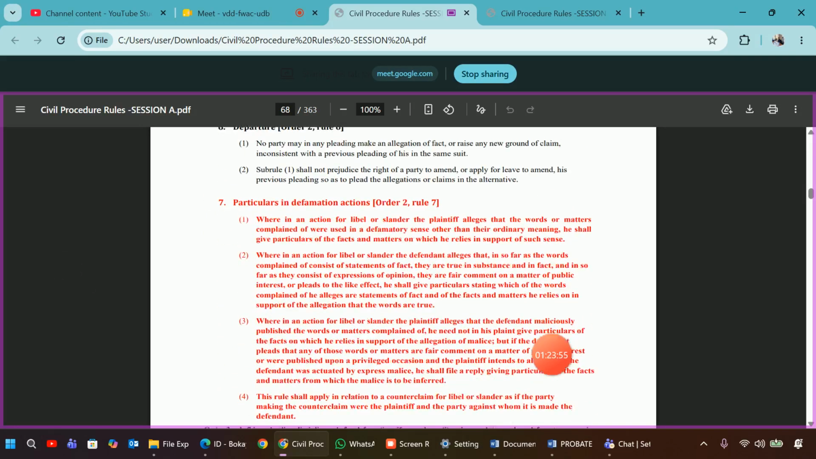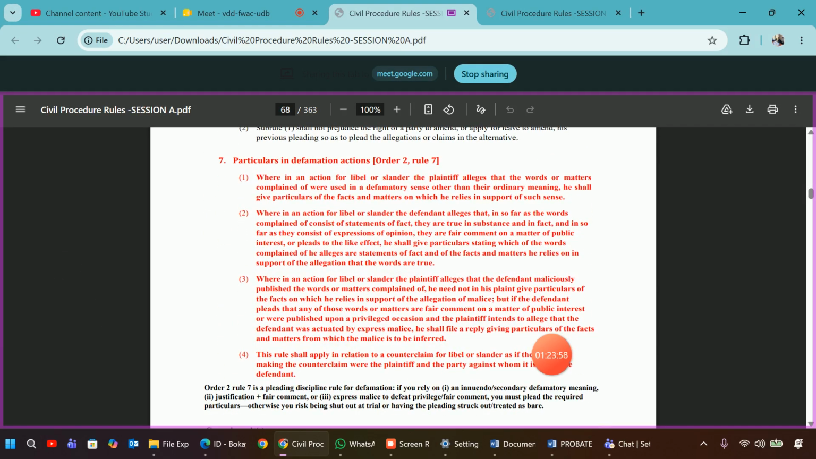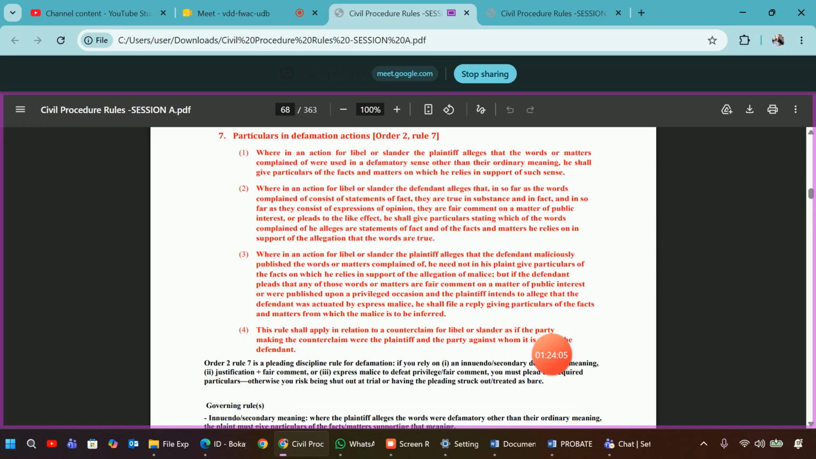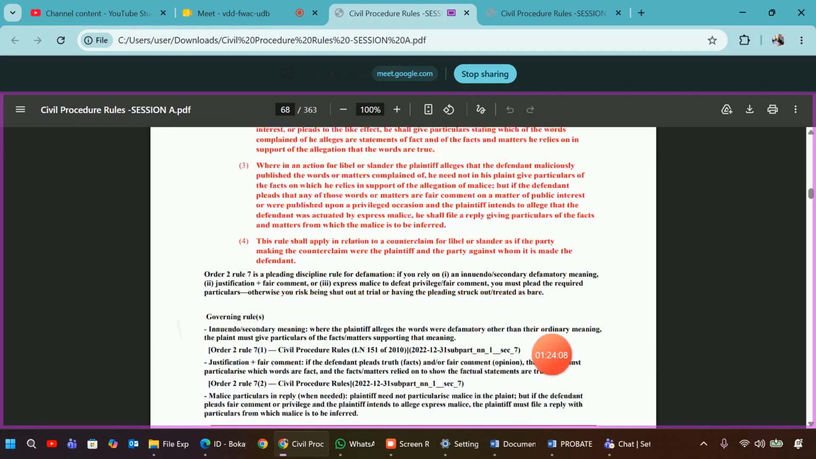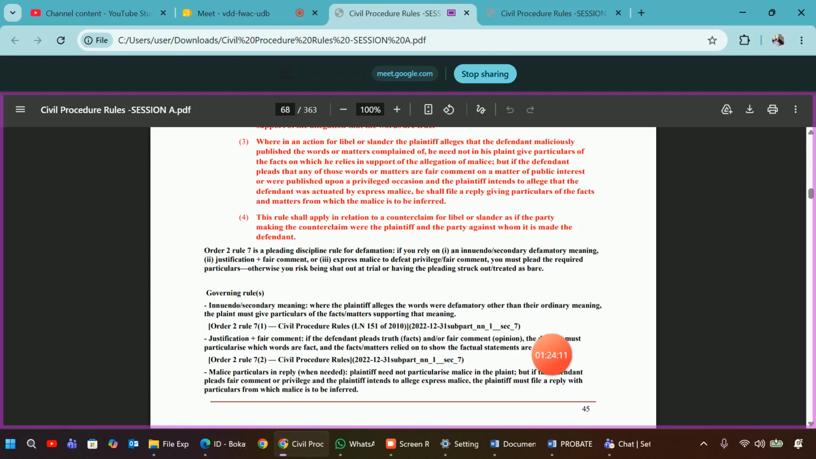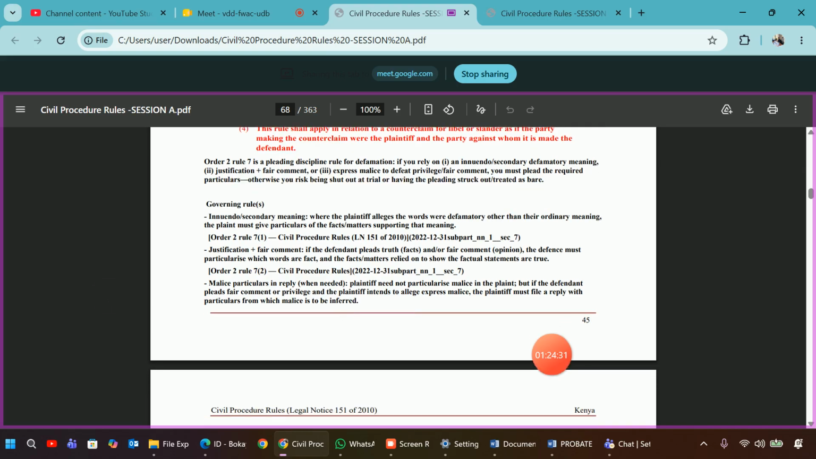So, what other key takeaway do you have to extract? Particulars in defamation actions under Order 2 Rule 7. How do you plead defamation actions? Order 2 Rule 7 is a pleading discipline rule for defamation. If you rely on (1) an innuendo or secondary defamatory meaning, (2) justification plus fair comment, or (3) express malice to defeat privilege or fair comment, you must plead the required particulars, otherwise you risk being shut out at trial or having the pleading struck out or treated as bare.